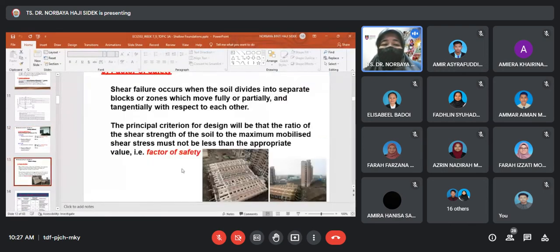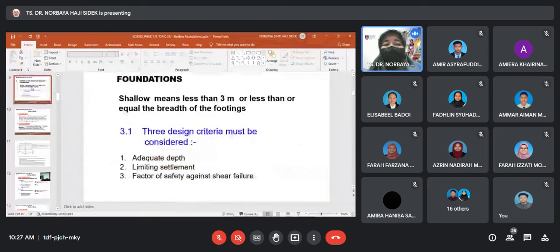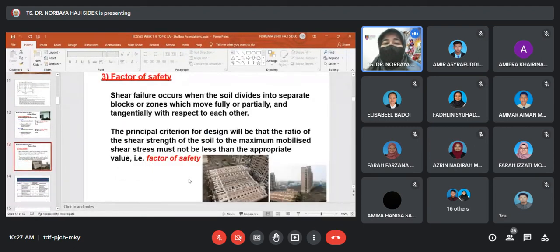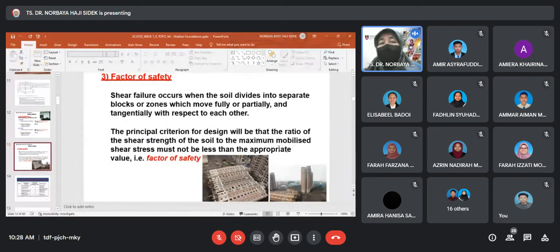Okay. All right. So then this is the shear failure. Okay, shear failure is related with the FOS. Okay, because just now we have the three criteria. Okay, we're referring to this: depth, limiting settlement, and FOS. And as I mentioned just now, the most important part is actually the FOS. Okay, even though you fulfill the first two, but you do not fulfill this third category, it means that you have failed. Your design is still considered as failed. Okay, failed design.